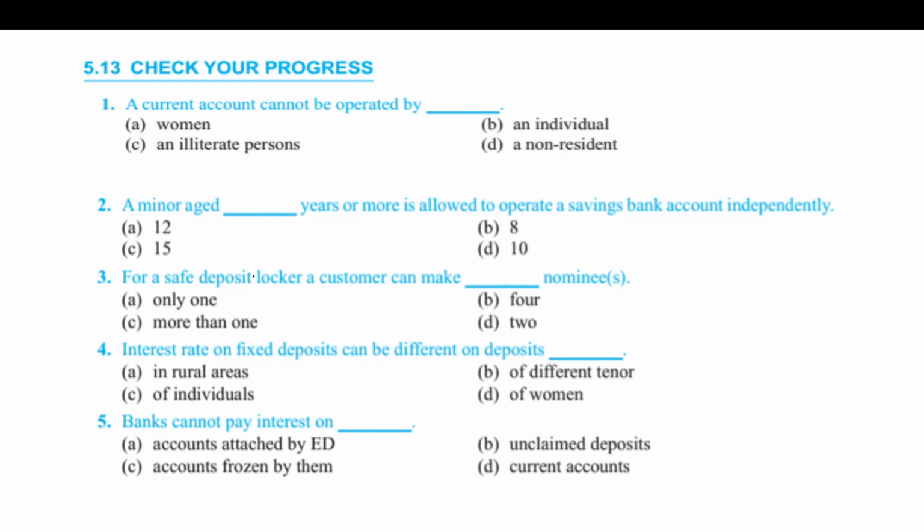Number 1: a current account cannot be operated by a woman, an individual, a non-resident, or an illiterate person. So the correct answer for this question is an illiterate person. A minor aged dash years or more is allowed to operate a savings bank account independently. The answer is 10. A minor aged 10 years or more is allowed to operate a savings bank account independently.